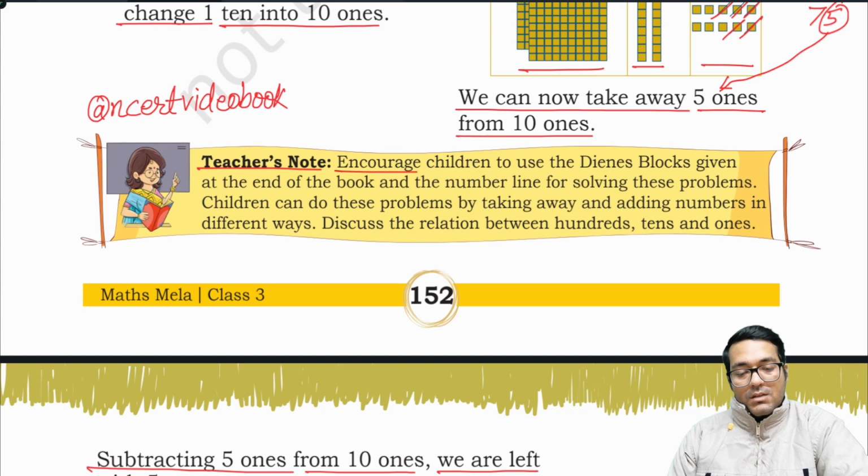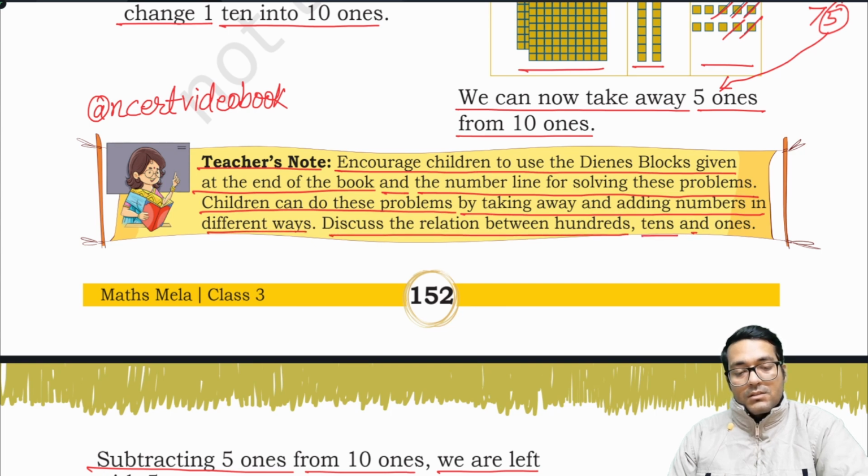Teacher's note: encourage children to use the Dienes blocks given at the end of the book and the number line for solving these problems. Children can do these problems by taking away and adding numbers in different ways. Discuss the relation between hundreds, tens, and ones.